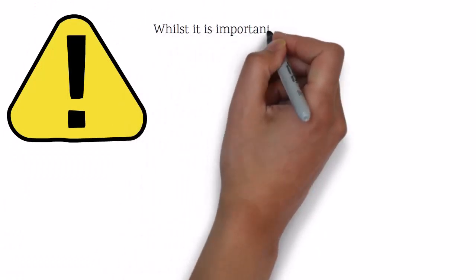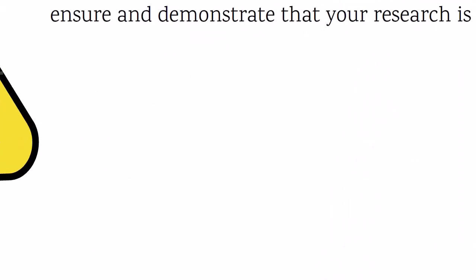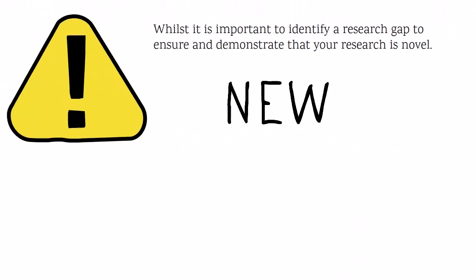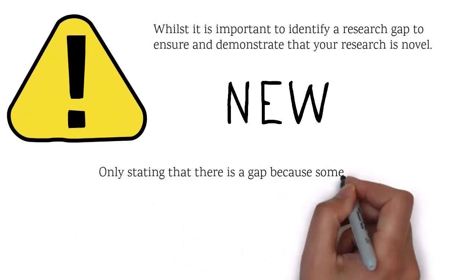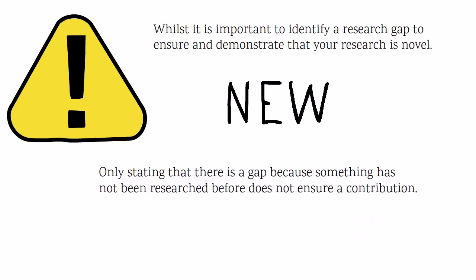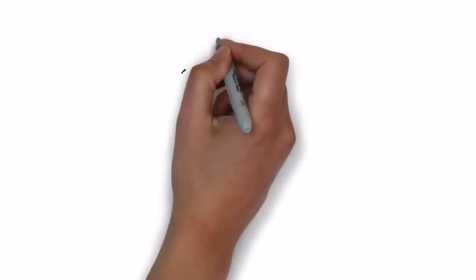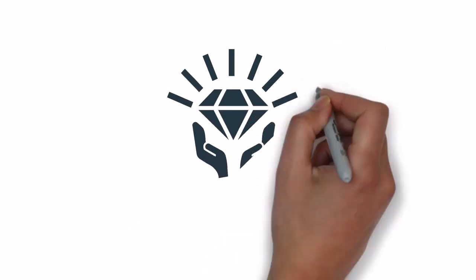So a word of warning. Whilst it is important to identify a research gap to ensure and demonstrate that your research is novel, simply stating there is a gap because something has not been researched before does not ensure that you're offering a contribution to the literature and theory. This is because simply because something has not been researched before doesn't mean there's value in researching it. And therefore it's important to be able to support the research gap and explain its value.